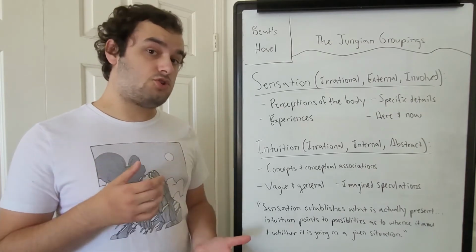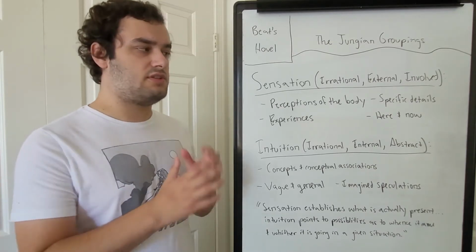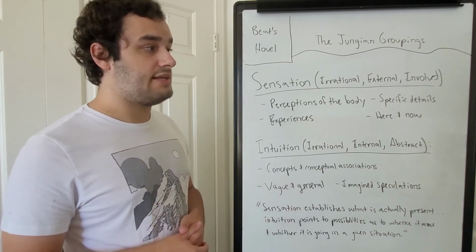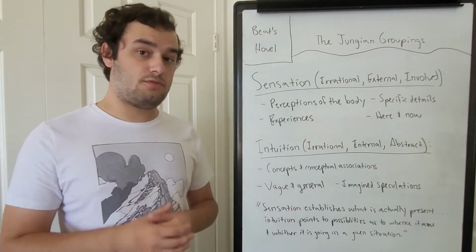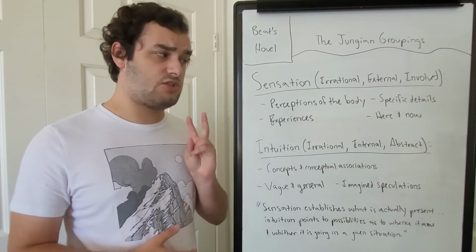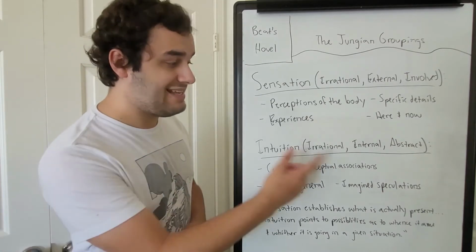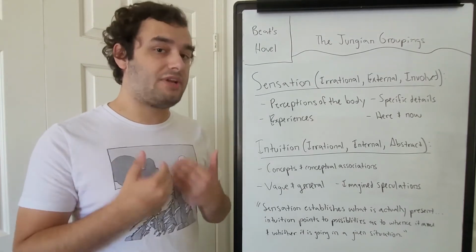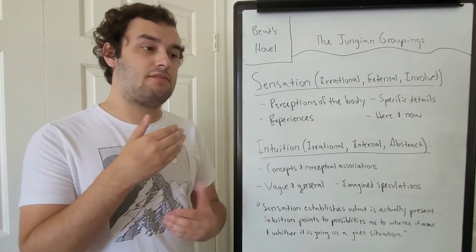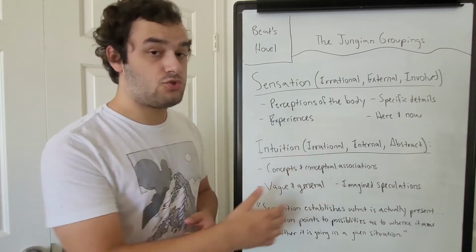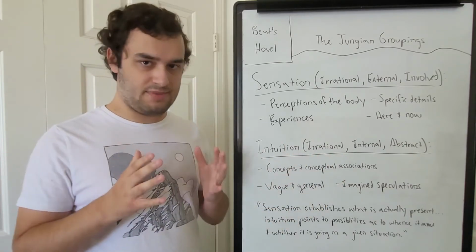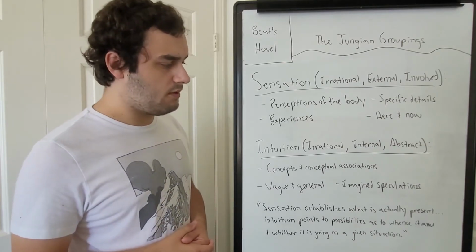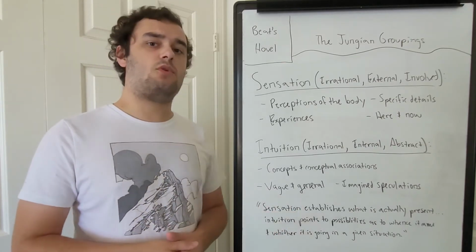Meanwhile, we have intuition, which is sort of the same but different. It's irrational, meaning that it's just raw, unfiltered information, but both of the other dichotomies are completely different. It's internal, meaning it happens inside of you, it's subjective. It can't be pointed to, you can only communicate it vaguely. And it's abstract, meaning it's global, it's not happening here and now, it's happening somewhere else. So with those properties in mind, what is intuition?